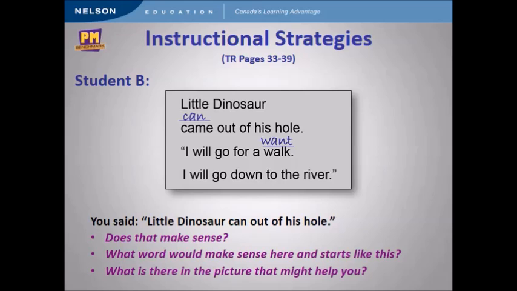So you saw in student A that we were very much focused on the student reading through to the end of the word, but we were not focused on meaning, because that student is already reading for meaning. This student, on the other hand, is not reading for meaning, and so we really need to be focused with this student on constantly saying to them, did that make sense? What else could you try here that starts the same as the word that you read?